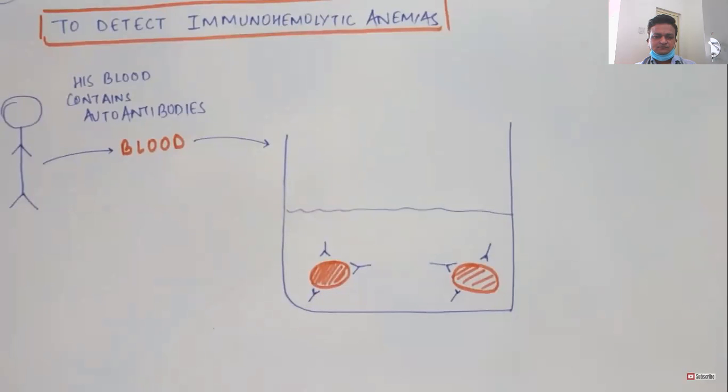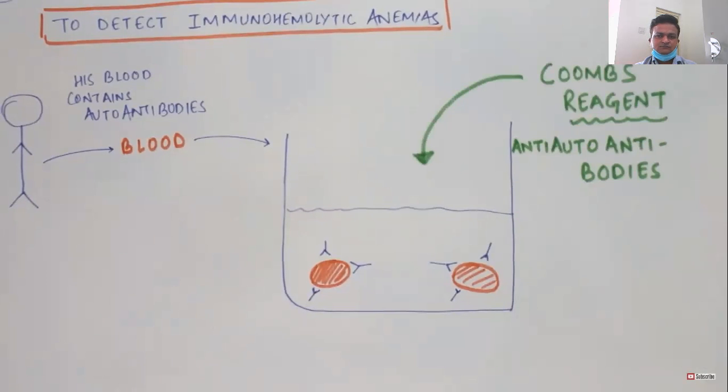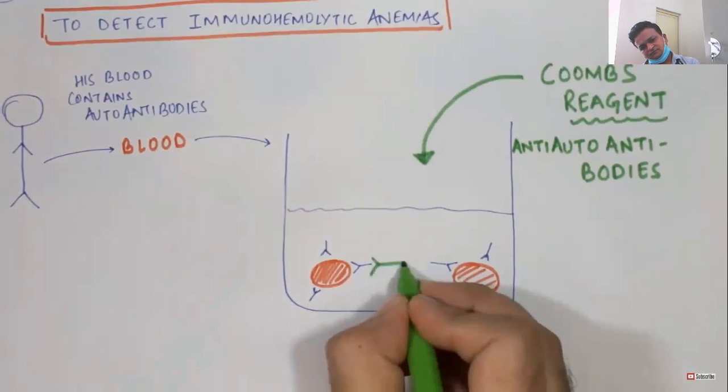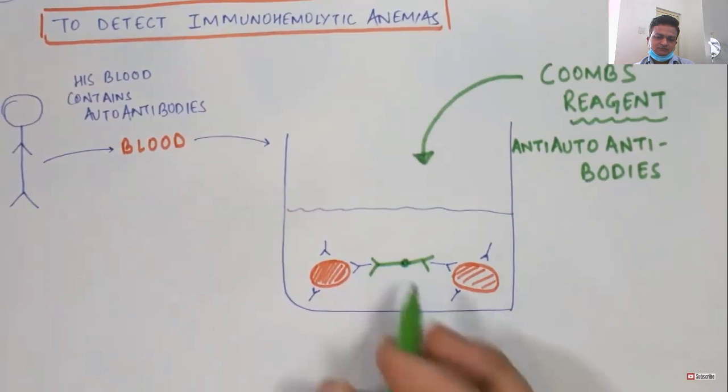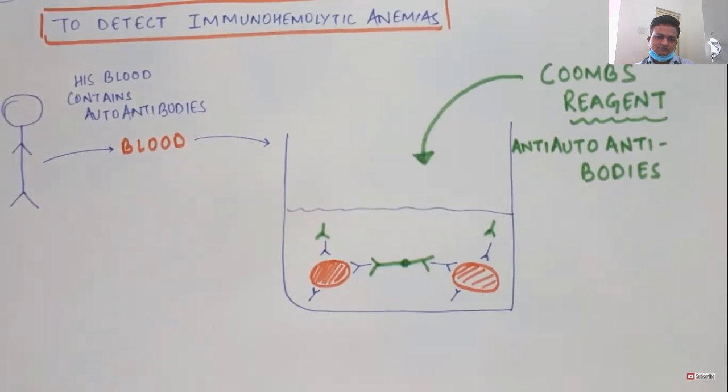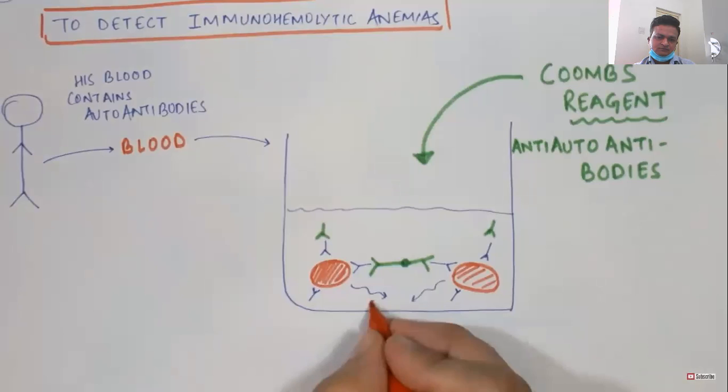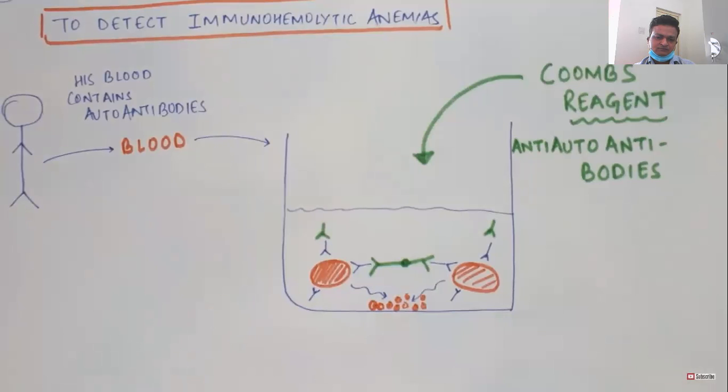And to keep things simple, for the rest of the video, I will refer to these autoantibodies as blue antibodies and the antibodies which are present in the Coombs reagent as green antibodies. What we do next is we add the Coombs reagent which has these anti-autoantibodies or the green antibodies into this blood sample. But since these green antibodies are directed against these blue antibodies, when they react, they cause the attachment of these blue antibodies. And since in turn these blue antibodies are bound to the RBCs, it forms an agglutinated mass of the RBCs at the bottom of the test tube or the beaker.